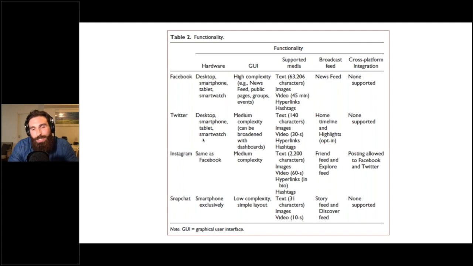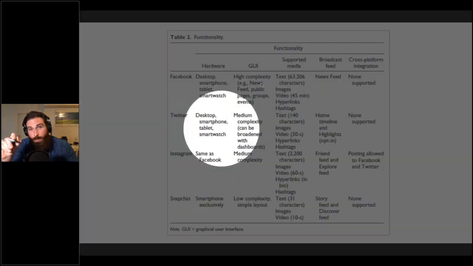So how can users actually engage with the technology? If we look at hardware, what type of devices can you access the platform from? And I'll come back to that. But also things like the broadcast feed, how it actually looks on mobile versus desktop. But I want to focus particularly on supported media.